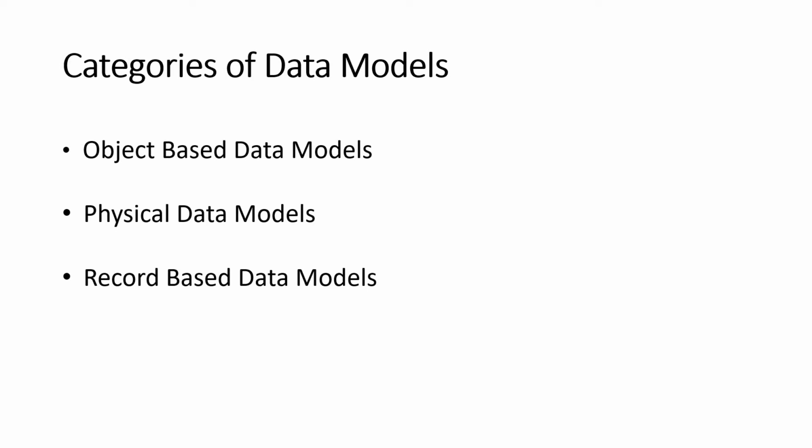Apart from that, object-based data models are also used to describe data and its relationship. Not only this one, various type of data integrity constraints can also be specified in this particular model. Then some of the object-based data models are entity relationship data model. This we will be seeing in one of the videos. Then object-oriented data model, semantic data model, and functional data model.